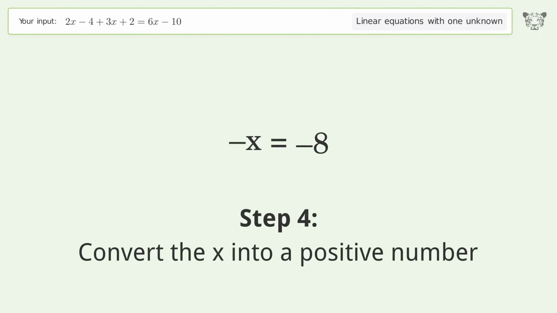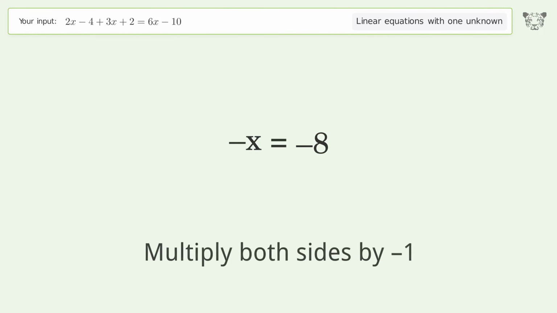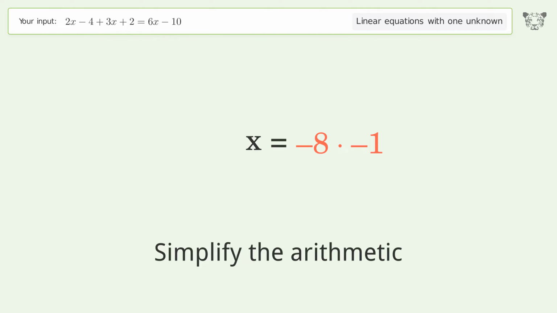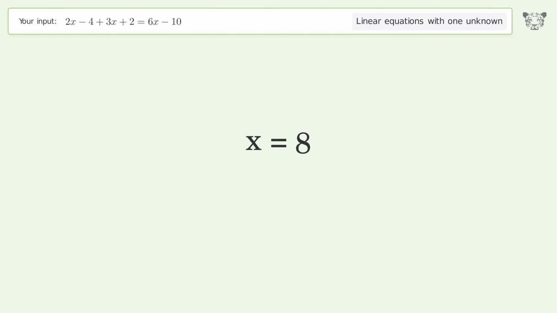Convert the x into a positive number. Multiply both sides by -1. Remove the ones. Simplify the arithmetic. And so the final result is x equals 8.